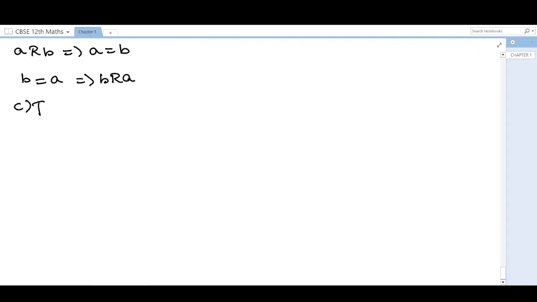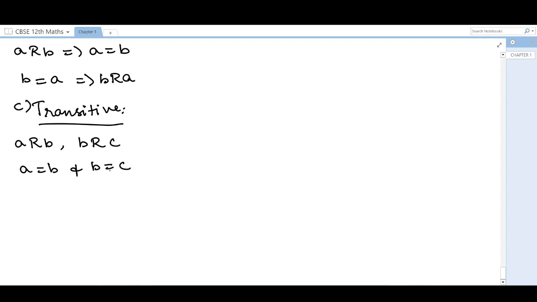Third one is transitive. For this, let us take three elements a, b, c such that a is related to b and b is related to c. So this implies a equal to b and b equal to c. So we can say a equal to b equal to c implies a equal to c. Therefore, a is related to c. Thus, we have verified the relation is transitive. So we can conclude that the given relation R is an equivalence relation.